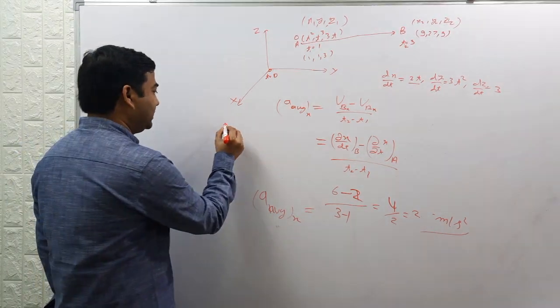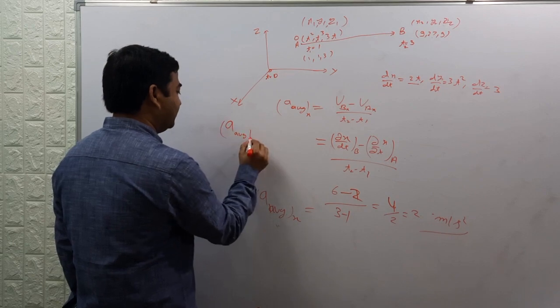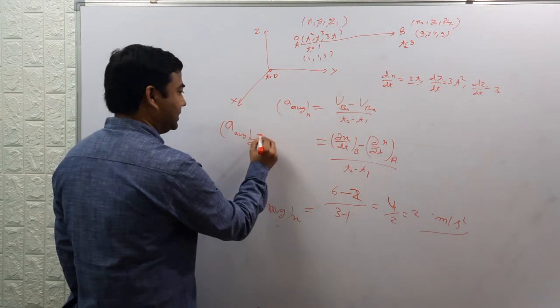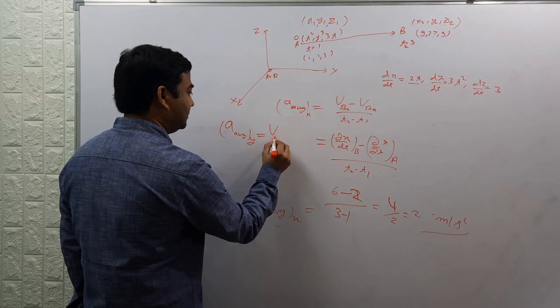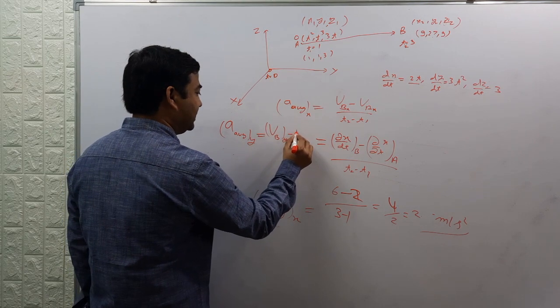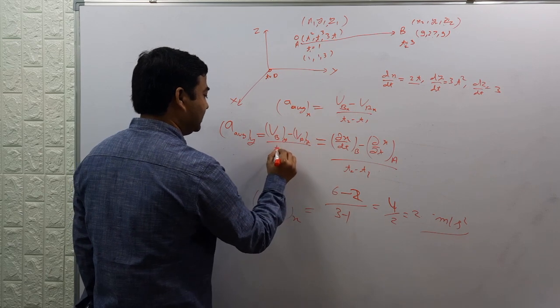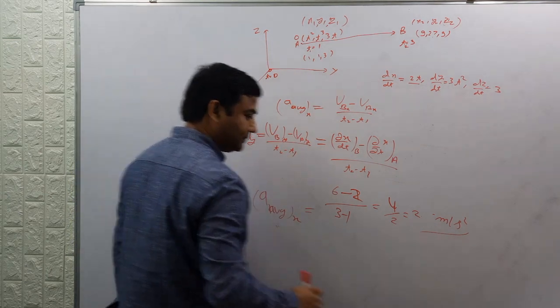Similarly, you can say average acceleration in y direction is Vb in y direction minus Va in y direction divided by t2 minus t1.